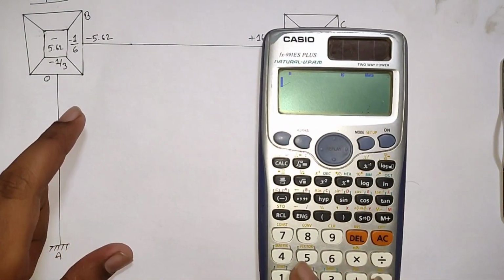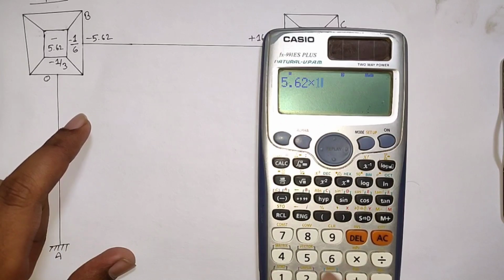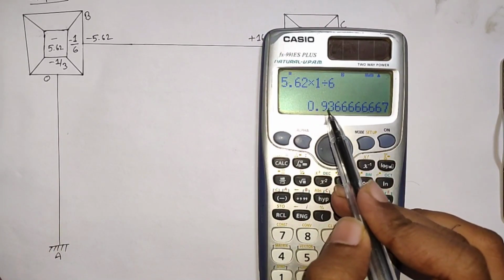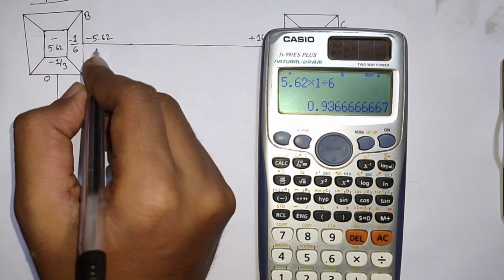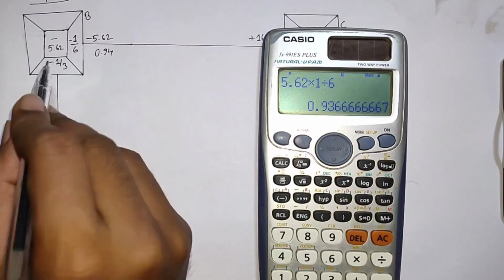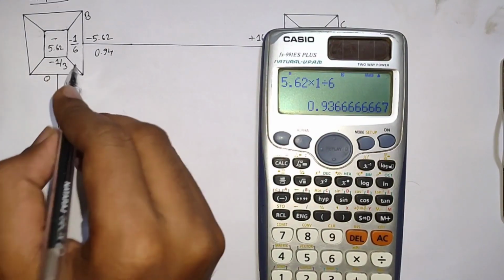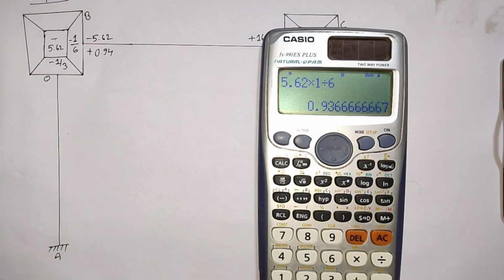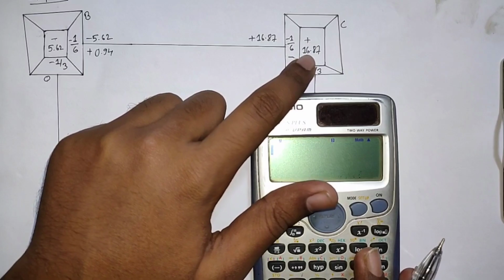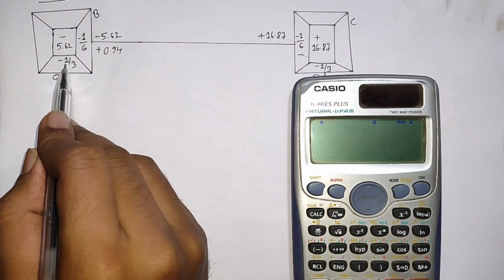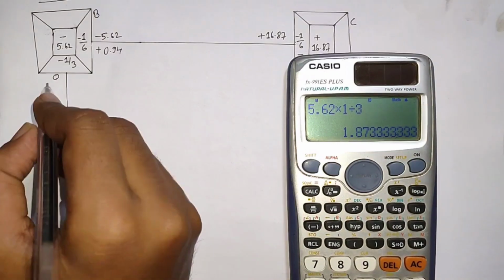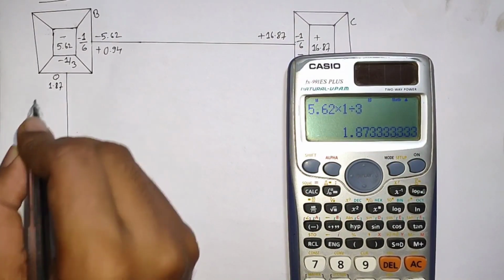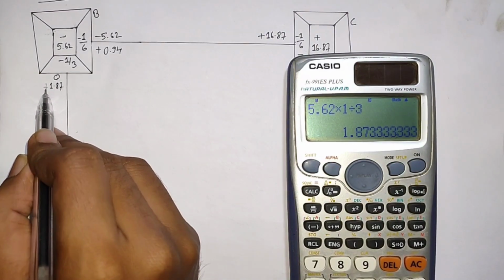On multiplying 5.62 times 1 by 6, we get 0.936. We can write it as 0.94 after rounding off. And guys, minus and minus when multiplied will give positive, so plus 0.94. Again multiply this 5.62 with 1 by 3. Let me show you. 5.62 times 1 by 3, we get 1.87. So write it down here, 1.87, and this minus times minus will become plus.